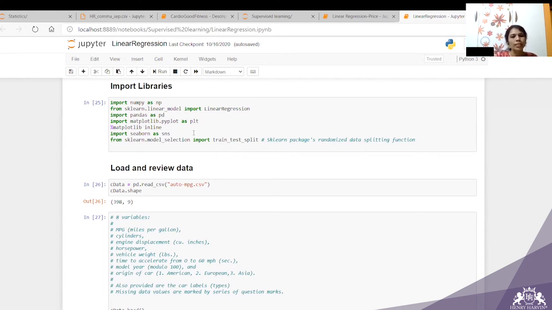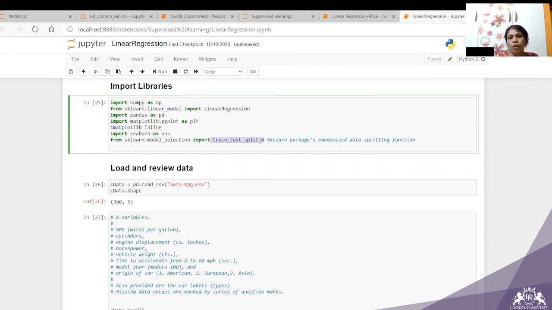So let me explain what I have done. I have imported the libraries NumPy, pandas, matplotlib, and seaborn. These four we know already. And I have written from sklearn.linear_model import LinearRegression, and I have written another one, train_test_split. Just be careful, otherwise you will not be able to understand any of the algorithms, because this is going to be the basis for you.